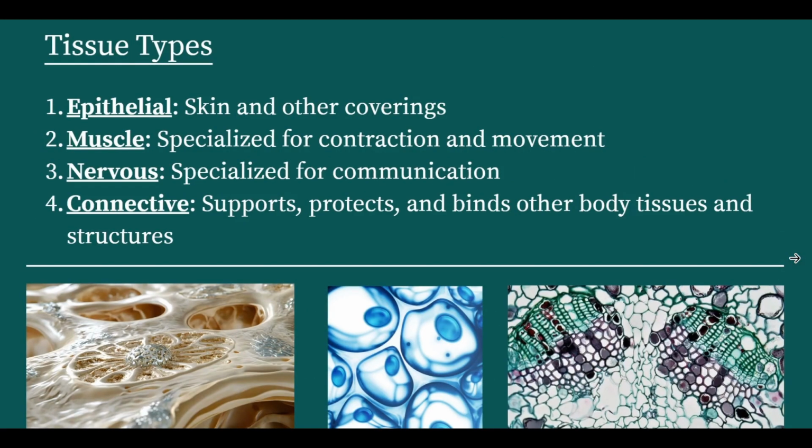So what we're going to be going over in this educational clip is the 4 different tissue types. We have epithelial tissue, which is the skin and other coverings. We have muscle tissue, which is specialized for contraction and movement. We have nervous system tissue, which is for communication, and we have connective tissue, which is everything else. It supports, protects, and binds all the other tissues and structures.